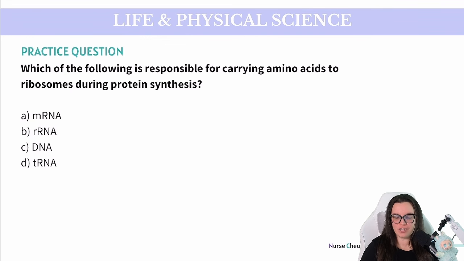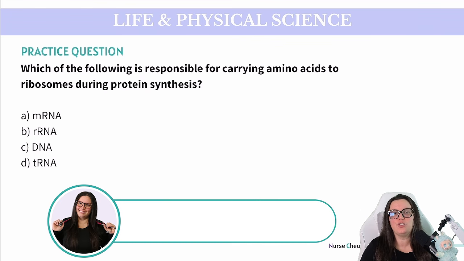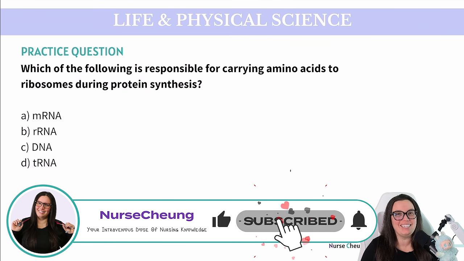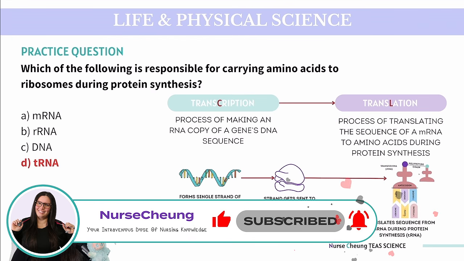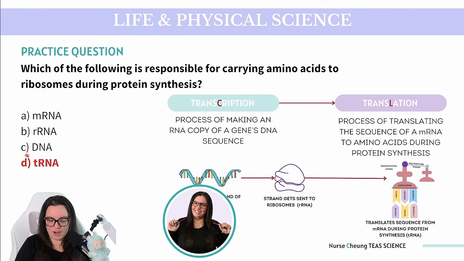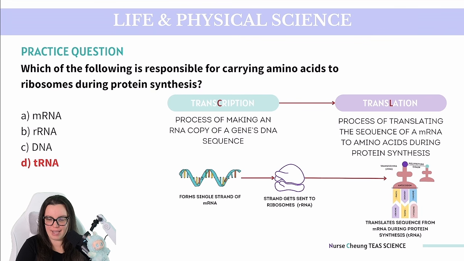Starting with our first question, which of the following is responsible for carrying amino acids to ribosomes during protein synthesis? And the correct answer is going to be D, tRNA. So tRNA is actually found down here towards the end of our scale. And what does it do? Its main responsibility is to carry amino acids to the ribosome during protein synthesis.